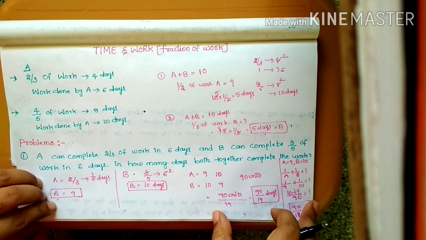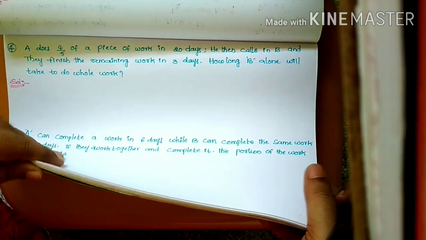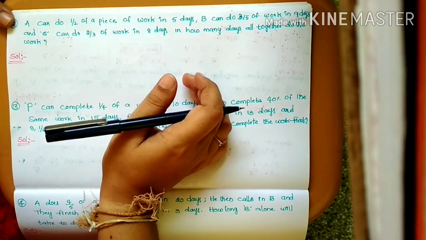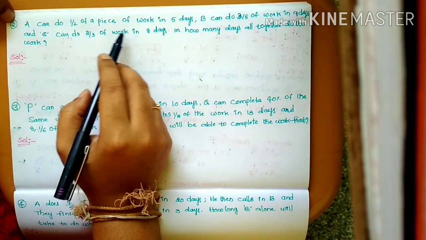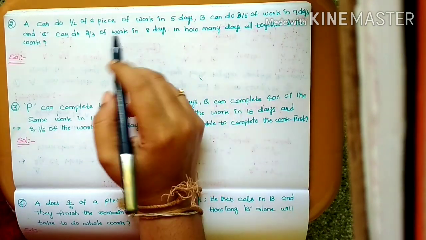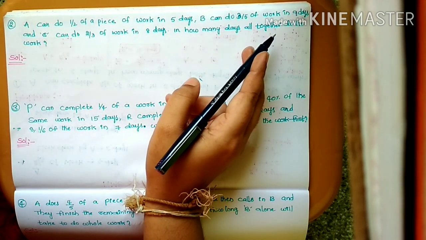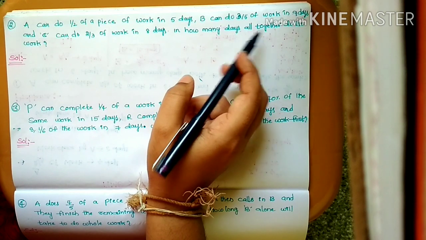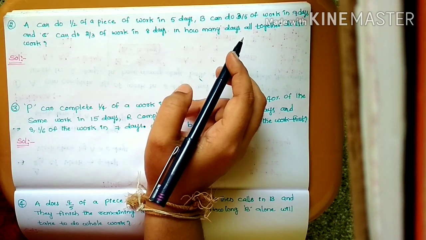Coming to the second question. A can do 1/2 of a piece of work in 5 days, B can do 3/5 of work in 9 days, and C can do 2/3 of work in 8 days. In how many days will all together do the work? All together in how many days will they complete the work?